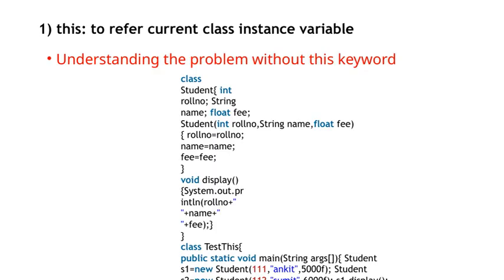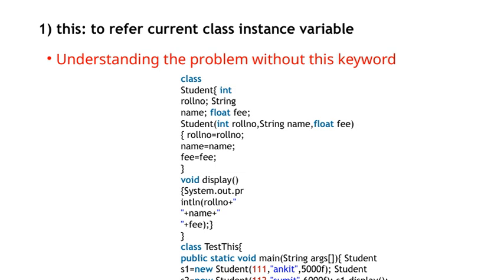Now, let's talk about this keyword, which is used to refer to the current class instance variable. Understanding this concept is important because, without using this keyword, there can be some confusion or errors in assigning values. In the example here, we have a student class with variables like role, name, and fee. Inside the constructor, we try to assign the parameters to the instance variables. But notice, since the parameter names are the same as the instance variables, using just role equals role actually just assigns the parameter to itself, not to the class variable.